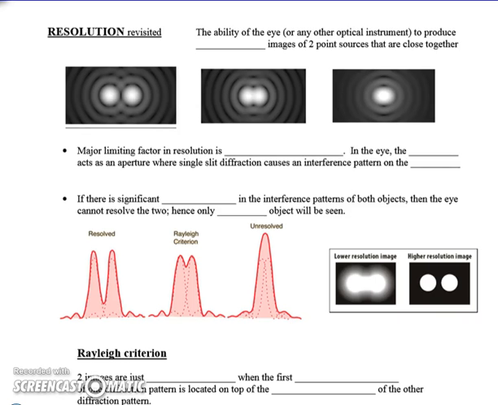So resolution, one way of looking at it, is the ability for an eye or any optical instrument to produce separate images from two or more point sources. They don't have to be close together, but a classic example is headlights on a car. If a car is close enough, you can clearly see two headlights. However, if it gets a little further away, then those headlights start to merge. We can still tell there are two. And then if it's far enough away, it looks like one headlight.